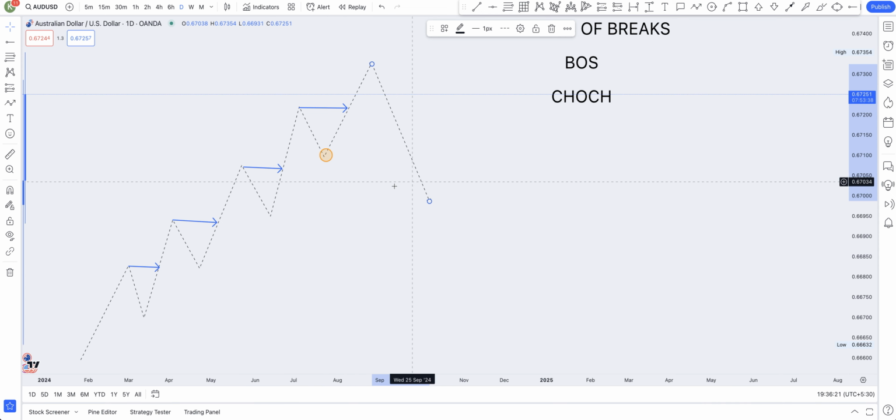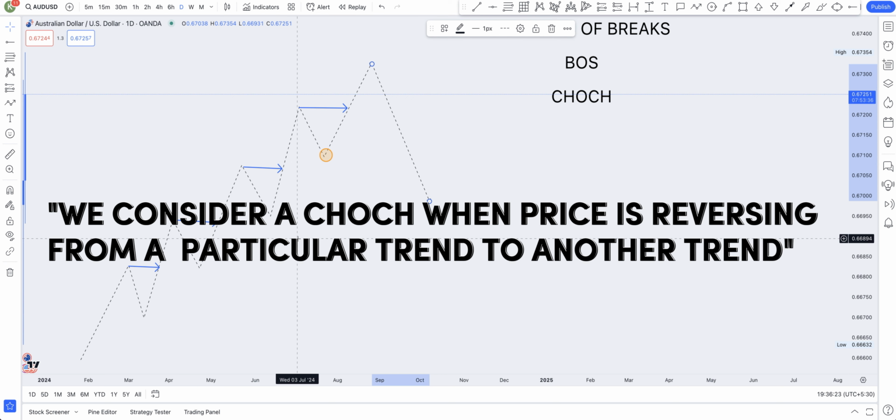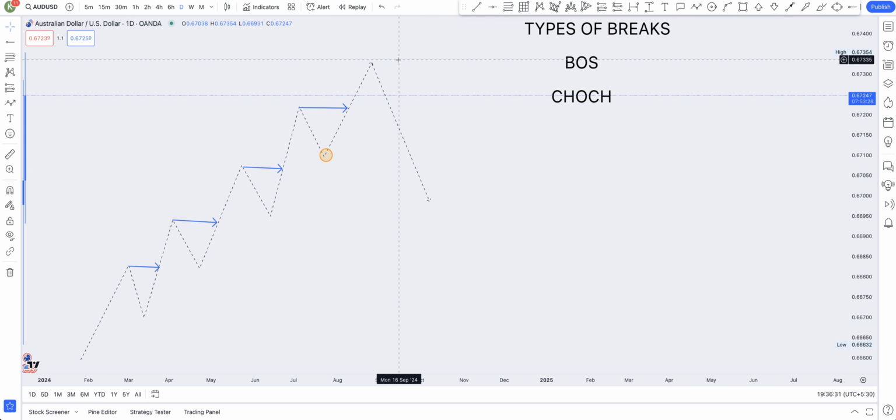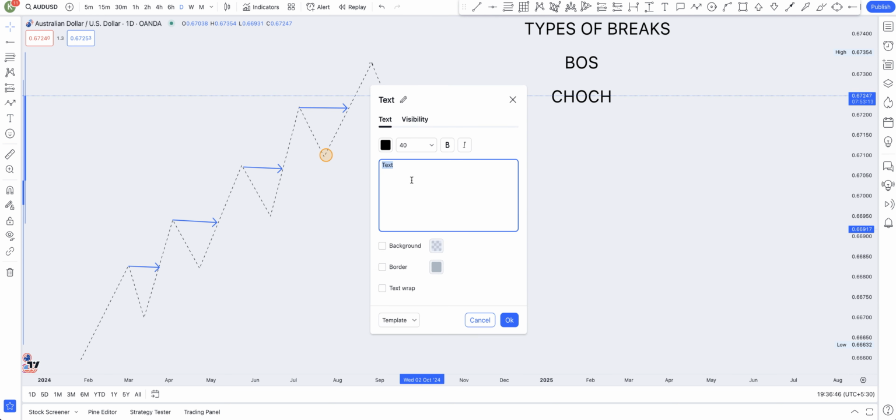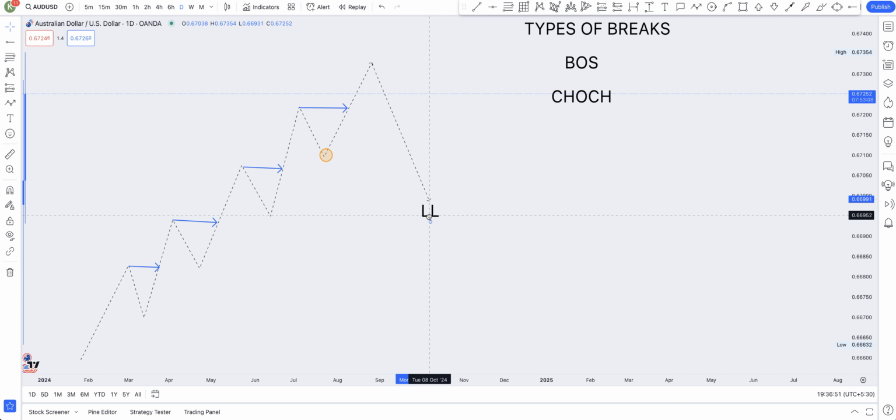Now when do we consider a choke? We consider a choke when price is reversing from a particular trend to another trend. Now how do you identify that? You identify that in an uptrend when the previous higher low, this is our previous higher low, fails to hold and then price prints another lower low. So this will now become our lower low. Price has printed a new lower low at this point. Okay, so price has printed a new lower low. So this point has now become our choke.